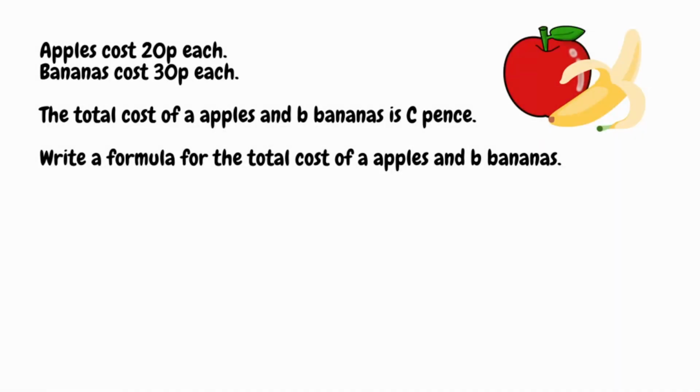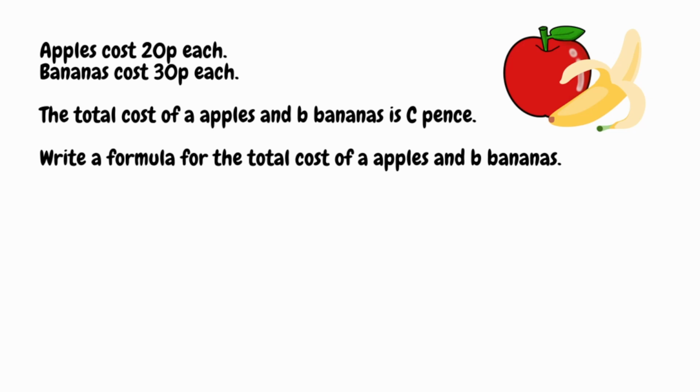Okay, so for this video, we're going to take a look at how we go about writing a formula. A formula is basically a rule that's made using mathematical symbols, and it shows the relationship between two or more variables.